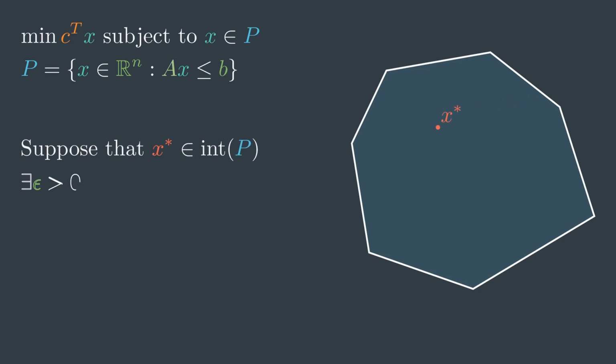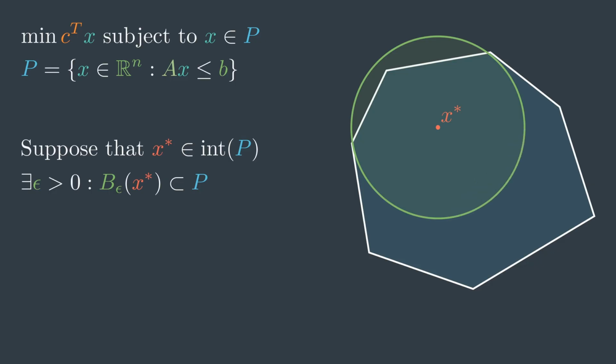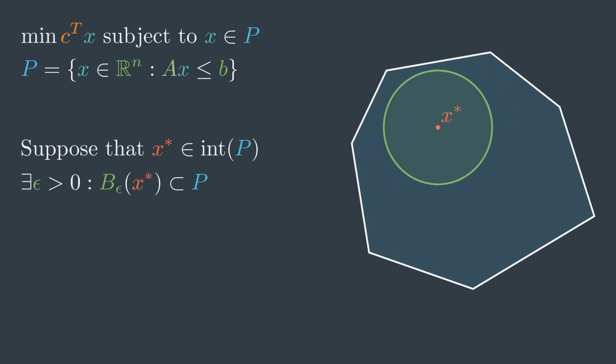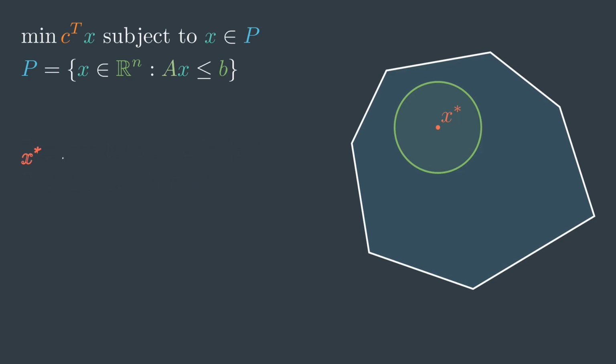To prove this, suppose for the sake of contradiction that x star is in the interior of P. Then there exists some epsilon ball that's entirely contained in P. Now let's consider a new point in the ball which must also be contained in P. This point, when we plug it into our objective function, can be simplified as follows.